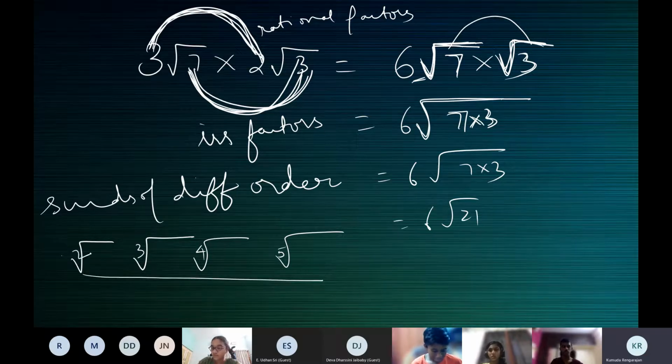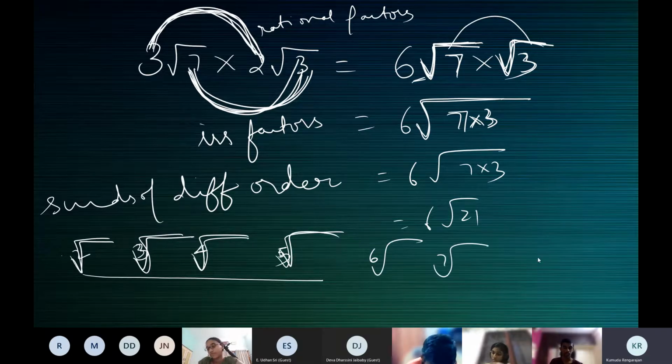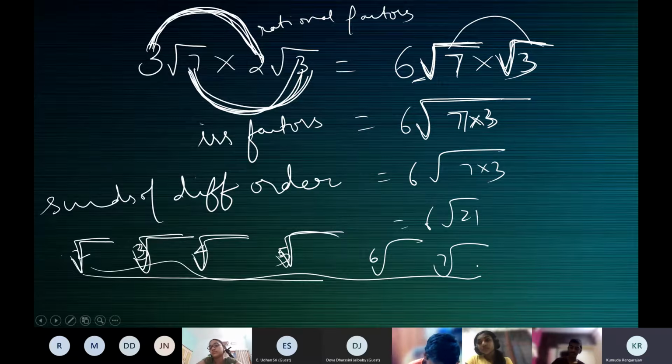The order here is 2. The order here is 3. The order here is 4. The order here is 5. Like we say square root, cube root, fourth root, fifth root, sixth root, seventh root, and so on. They are all surds, but of different order. So in order to multiply them, you need to make them of the same order and then multiply. We'll see that later.